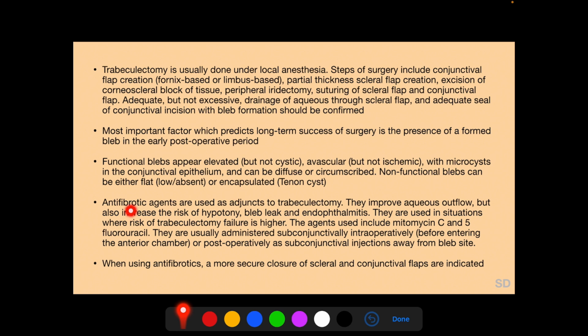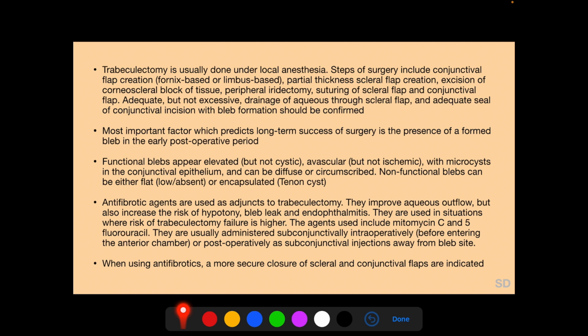Antifibrotic agents are used as adjuncts to trabeculectomy. They improve aqueous outflow but also increase the risk of hypotony, bleb leak, and endophthalmitis. They are used in situations where the risk of trabeculectomy failure is higher. The agents used include mitomycin C and 5-fluorouracil.